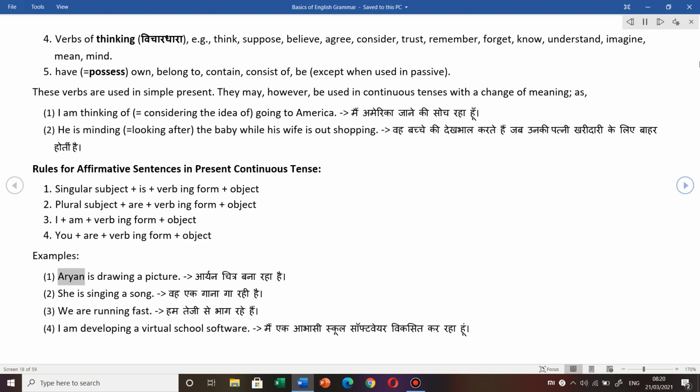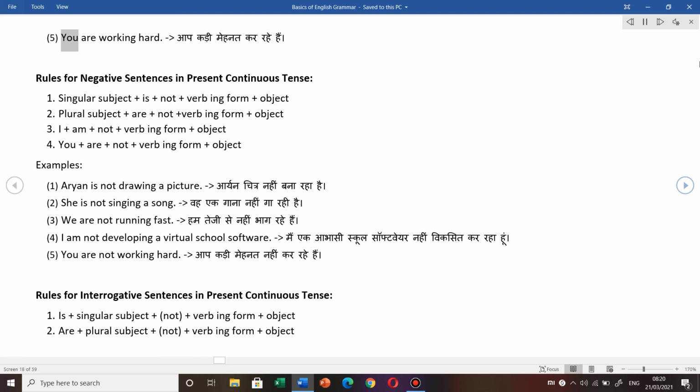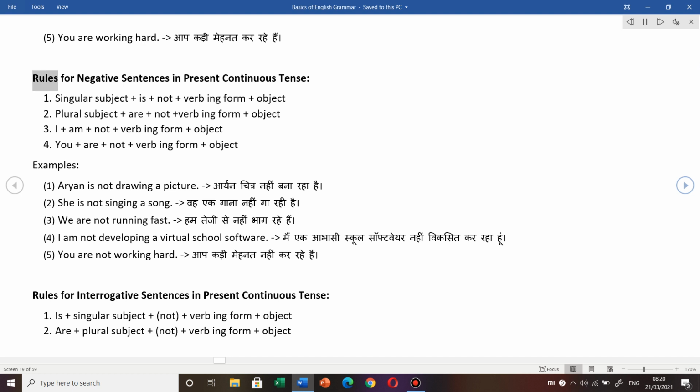Examples. Ayan is drawing a picture. She is singing a song. We are running fast. I am developing a virtual school software. You are working hard.